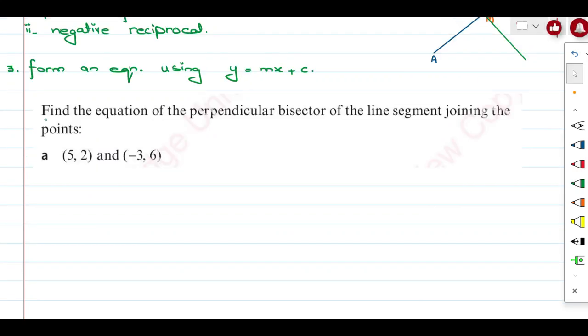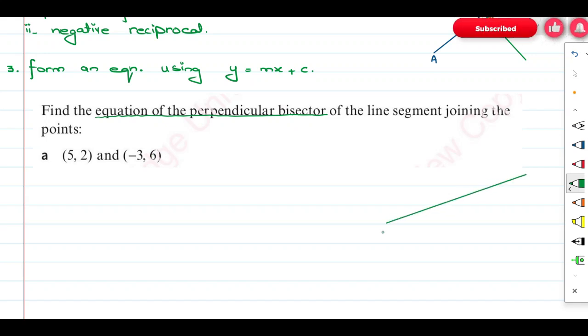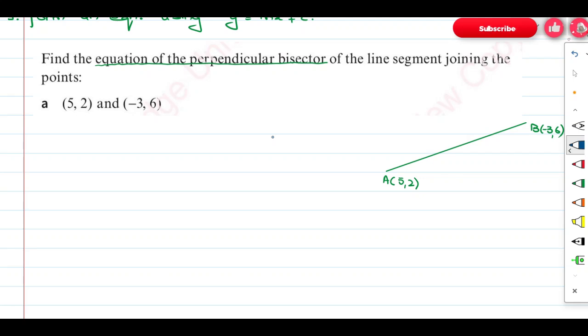Okay, now the question is: find the equation of the perpendicular bisector of the line segment joining the points. So we need to figure out the equation of the perpendicular bisector of a line segment. This is the line segment. The first point is A, the second point is B. If I draw that line, let's say this point is A having coordinates (5, 2), and the other point is B having coordinates (-3, 6). We need to figure out the perpendicular bisector of that line.